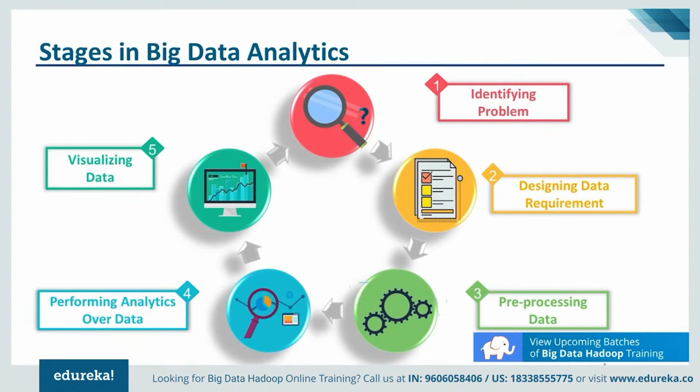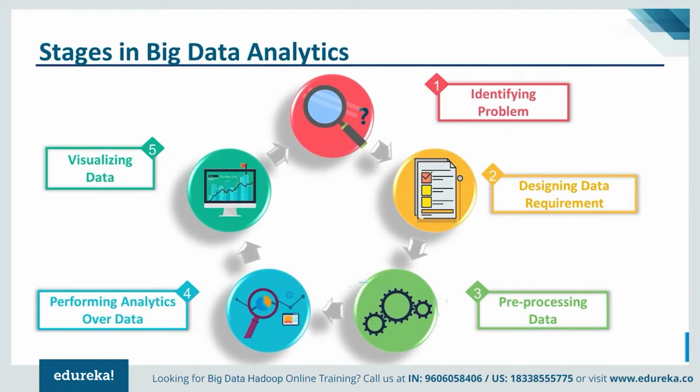So in the visualization of data stage, you will basically visualize the data using tools like Tableau, AngularJS, but the visualization of data will only take place in the end. So these are the basic 5 stages in this entire procedure. Now that you've understood this, let's move forward and understand what are the different types of big data analytics.